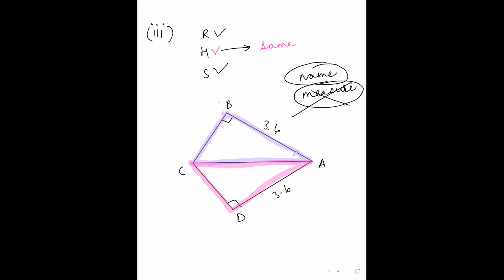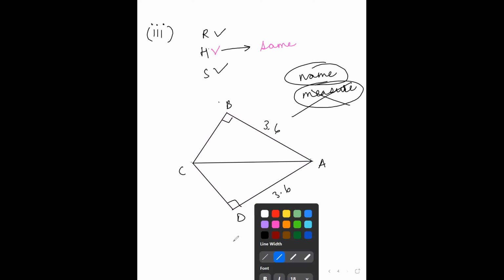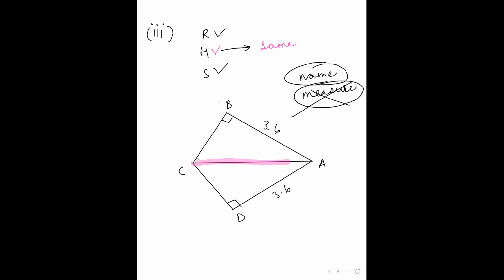Is the hypotenuse for both of them the same or not? Does it look the same to you? Yes, it is the same, right? It is on one line. It's the same line that is common between both these triangles. AC is common between both of them. Do you understand now? Yeah.